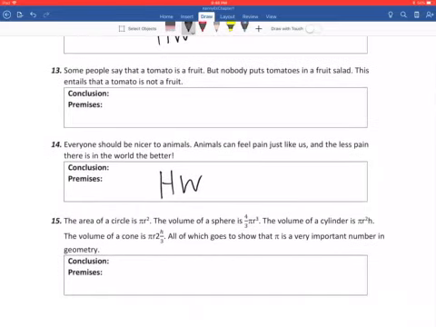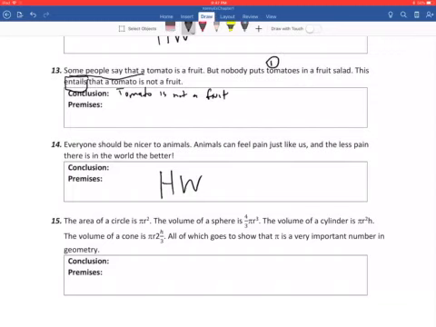Okay, number 13. Some people say a tomato is a fruit, but nobody puts tomatoes in a fruit salad. This entails that a tomato is not a fruit. All right. So this word "entails" is a bit of a conclusion indicator. When you say something is entailed, you mean that the other things give us reason to believe it, right? So again, it looks like the conclusion here is a tomato is not a fruit, and the premise, nobody puts tomatoes in a fruit salad.